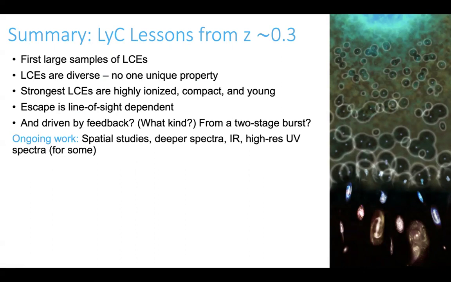And their escape does seem to be somewhat line of sight dependent, depending on the covering fraction of neutral gas in the way. What creates that geometry is still to be determined. It seems like it might be associated with feedback, but we don't know what kind. We don't know if there's a two-stage burst or if there's supernova feedback playing a role or if it's just radiation feedback. All of the details as to what mechanism is driving this are still an open question.